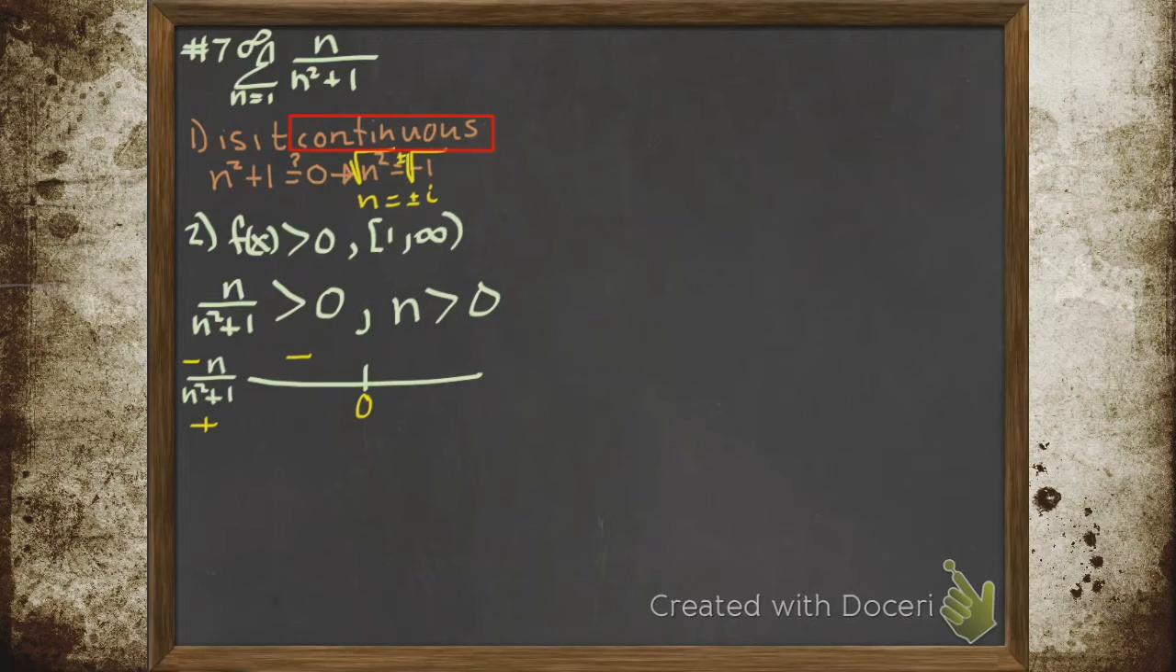So to the left of 0, our function's negative because we just plugged in -1. All right? And then we checked a number to the right of 0. We checked 1. And our function was positive because it had a positive numerator and a positive denominator. Now we're positive that it's positive from 0 to infinity. So because it's positive on 0 to infinity, it's positive from 1 to infinity.